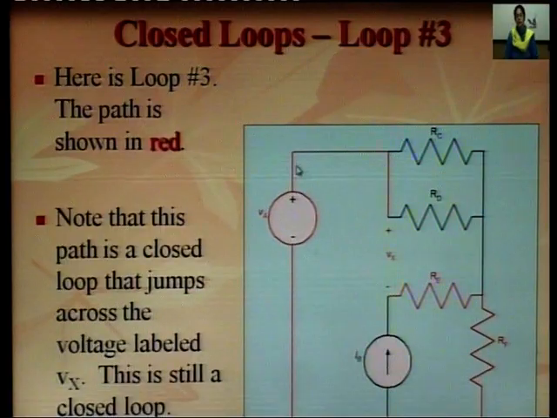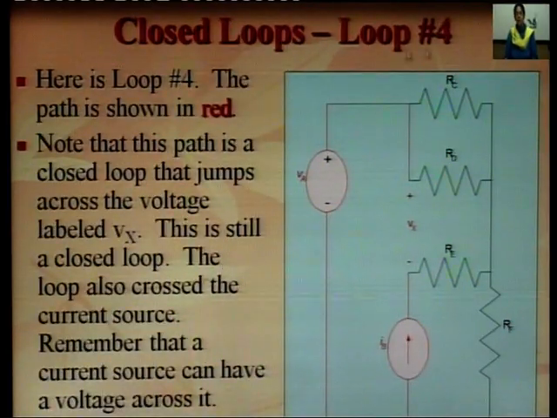Now this can be the third loop. Here if you see, there is no connection, but it is a voltage source. So we can jump from this point to this point. So here is loop 3. The path is shown in red. Note that this path is a closed loop that jumps across the voltage labeled Vx. This is still a closed loop. So another possible loop, this is the fourth loop. Again this is shown in red. Note that this path is a closed loop that jumps across the voltage labeled Vx.